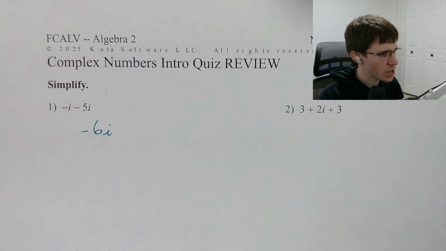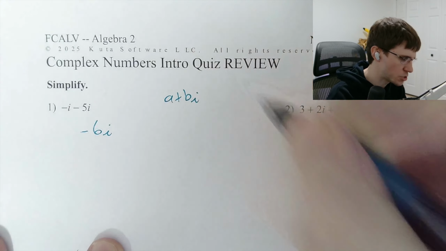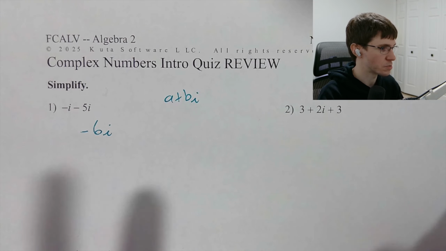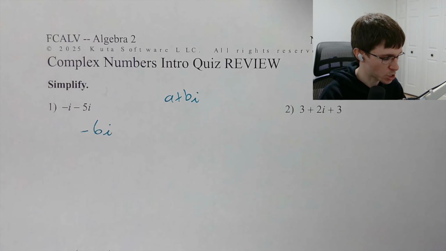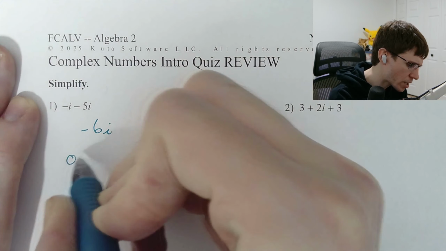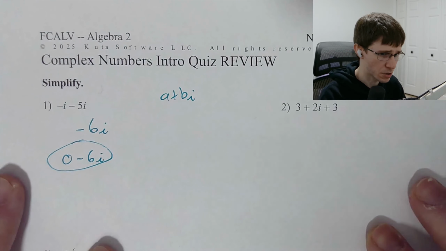While I would give you credit for that negative 6I, it's a very good habit to get into always writing in A plus BI format, so you do not lose points on the questions that do have two different letters, because you would lose points if they're in the wrong order. We want to make sure we're writing these in that correct order at all times. So if you want to really write it correctly, we do 0 minus 6I as our final answer.